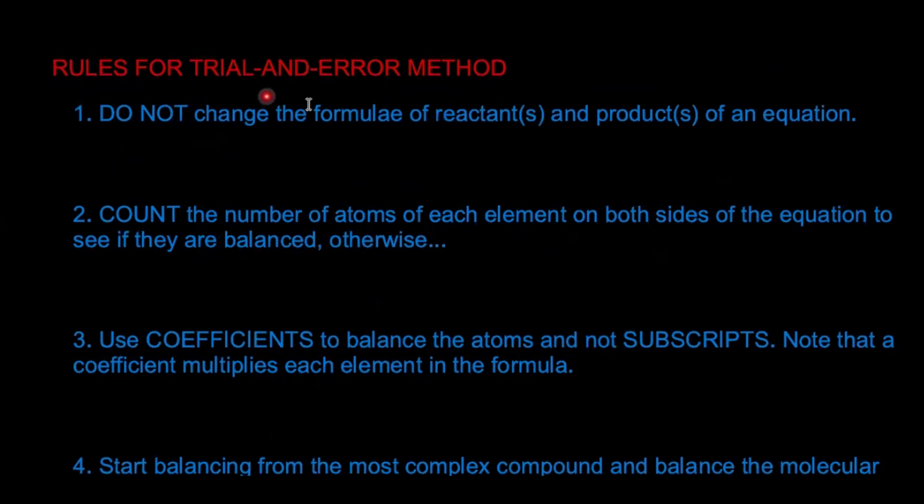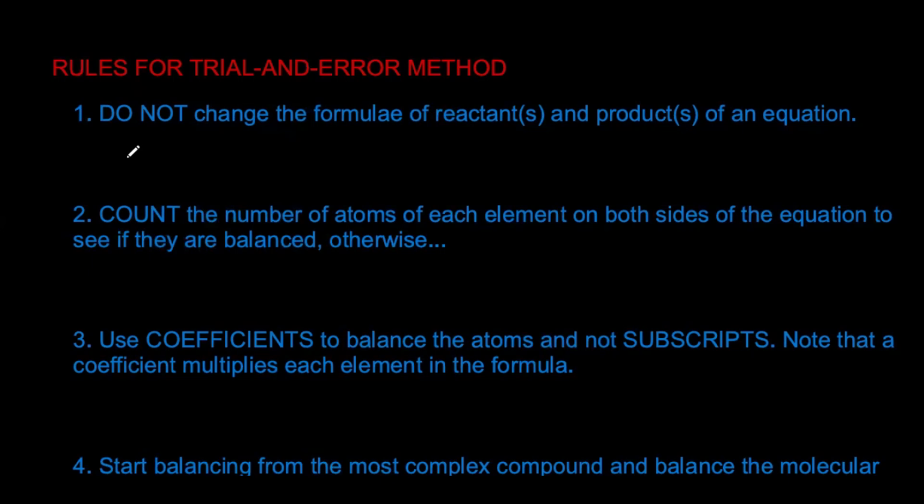The first rule says, do not change the formulae of the reactants and products of an equation. That is a taboo. When you change the formulae of reactants or products of an equation, you have just committed a taboo in chemistry, all right? So why is it necessary not to change the formula of reactants and products of an equation?